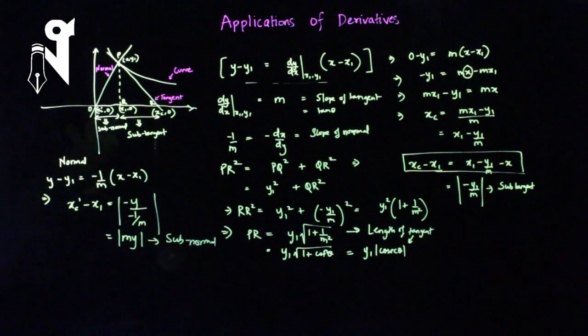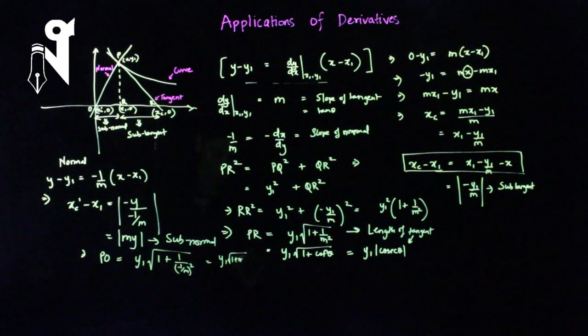And in this formula, y1 under root 1 plus 1 by m square, if I replace m with minus 1 by m, what do I get? I'll basically get PO from the diagram, which is equal to y1 under root 1 plus 1 by, now here I write minus 1 by m whole square, that goes to the numerator, so I'm just left with y1 under root 1 plus m square. So this is the length of normal.